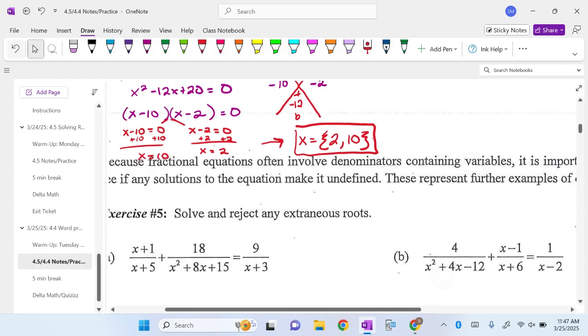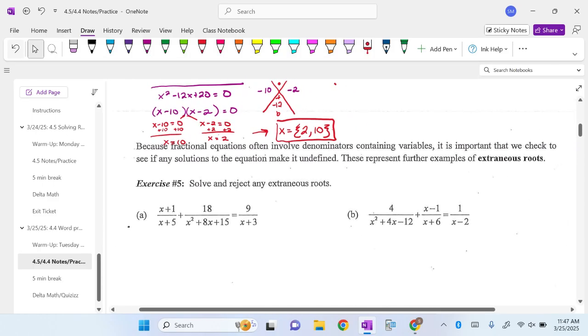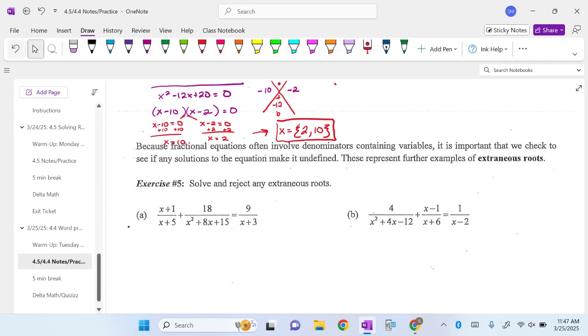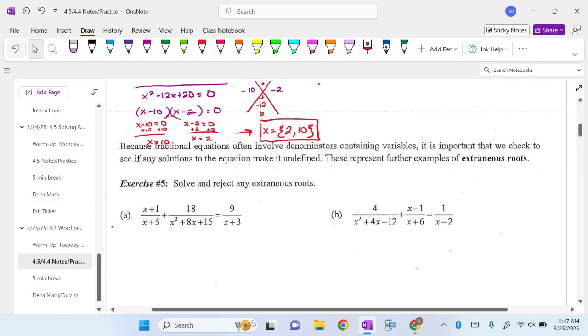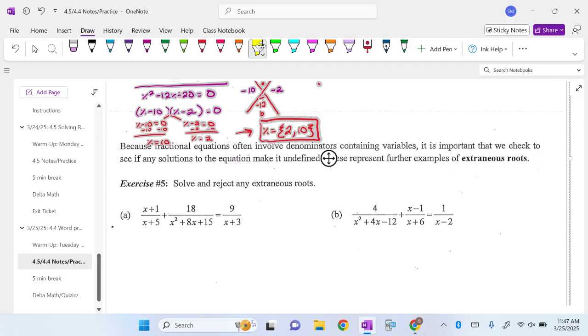All right. So this last one is a little bit more complicated, but not really. It's just instead of having monomial factors, you now have binomial factors, kind of like we did when we were adding and subtracting, but it's a little bit easier because we don't have to worry about all the combining. Because fractional equations often involve denominators containing variables, it's important that we check to see if any solutions of the equation make it undefined, and these are extraneous roots.